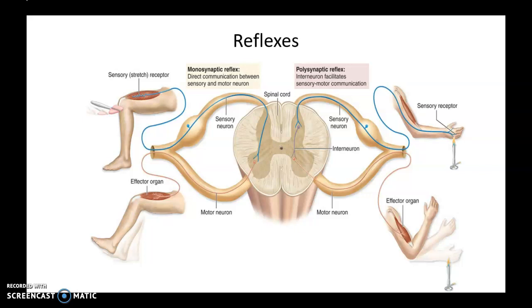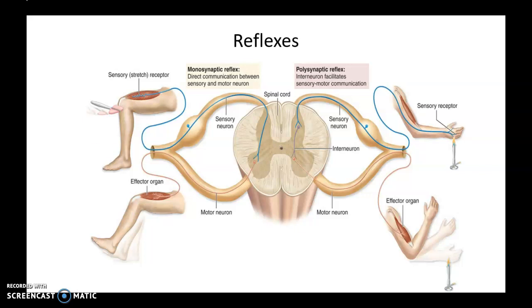Monosynaptic reflex is the most common type of reflex, where you have a sensory neuron coordinating with a motor neuron. There is no interneuron involved. And knee jerk is a classic example.